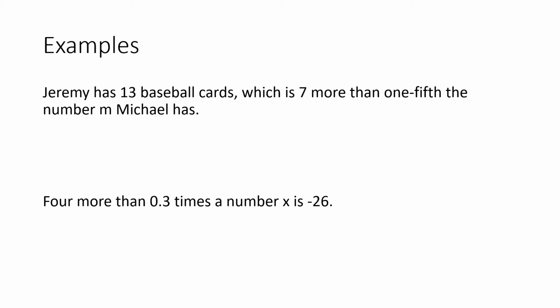Two more, just to make sure that we know what these words mean and we are comfortable setting these up. Jeremy has 13 baseball cards, which is 7 more than 1/5 the number M Michael has. So first let's look for the equal sign. I'm using purple for that. There's the word is, which is our equal sign, and Jeremy has 13, so that's going to be 13.